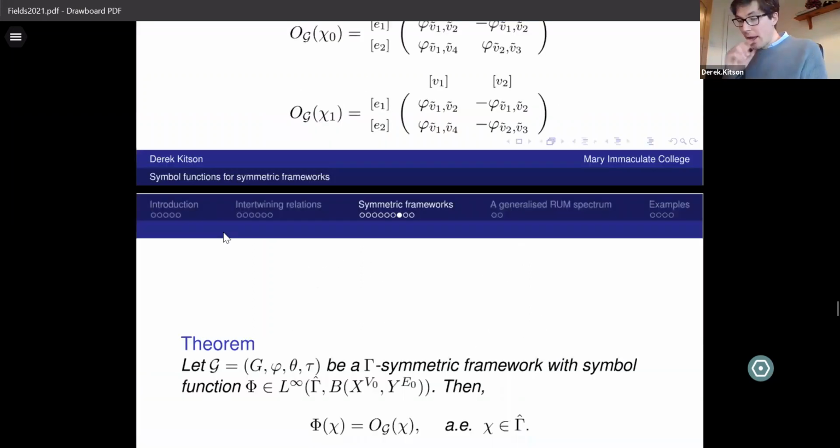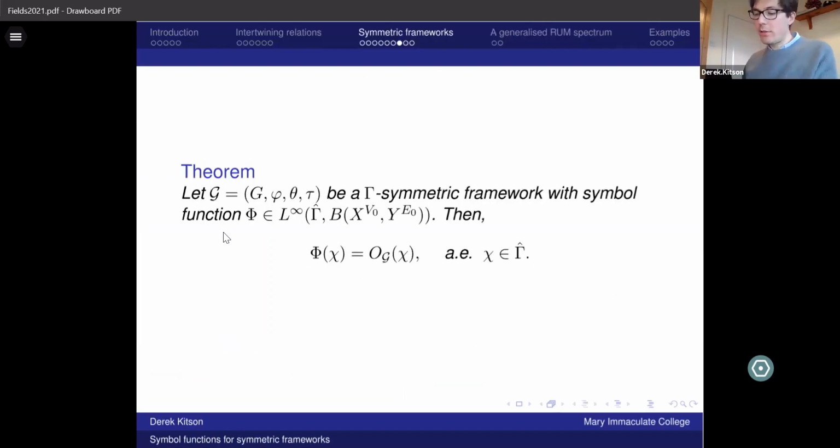Then we are able to show that the symbol function, the thing that we introduced earlier, which was an essentially bounded function from the dual group into the space of bounded operators from our space X, takes values that are exactly these orbit matrices. These are the vertex orbits up here, V0, and these are the edge orbits up here. So when I evaluate my symbol function at a character, I get an orbit matrix. That's the key idea, and that connects those things.